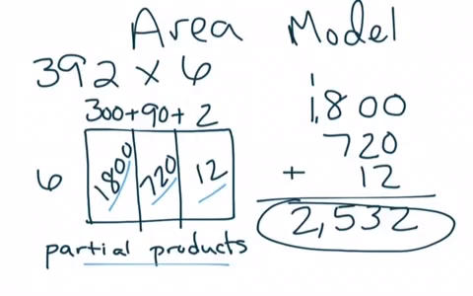So 300 times 6 is 1,800. 90 times 6 is 540. And 6 times 2 is 12. Those are called your partial products, and we talk about that a lot in class, and the kids need to be able to find the partial products. After you find the partial products, we want to add them all up together to get the total area or the total product of our equation. So I just added up 1,800, 540, and 12 and got 2,352.